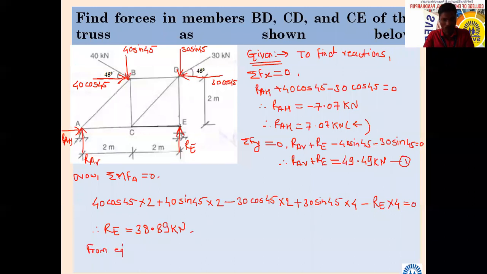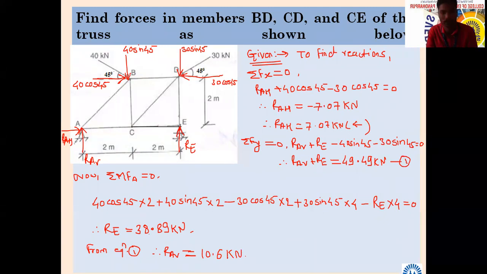Okay, 38.89 kilonewton from equation number 1. What do we get from equation number 1? You will get RAV directly. You can tell me what that is. RAV is 10.61. Okay, so we found the reactions here.